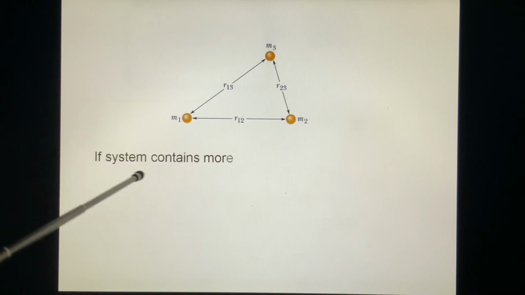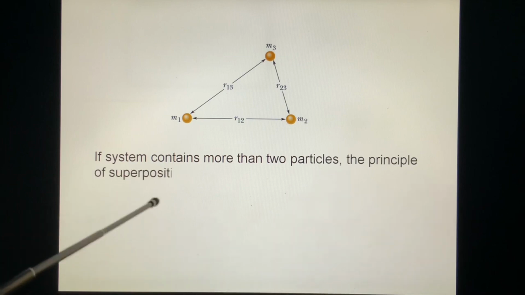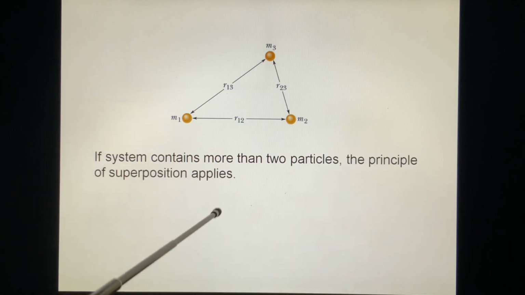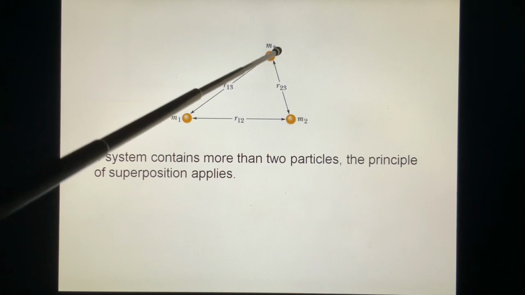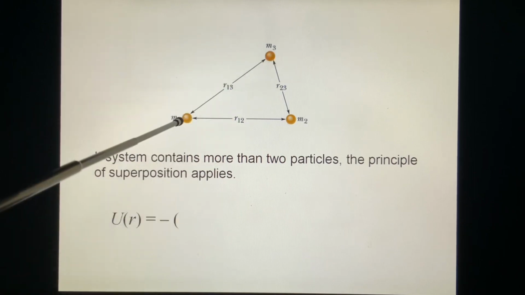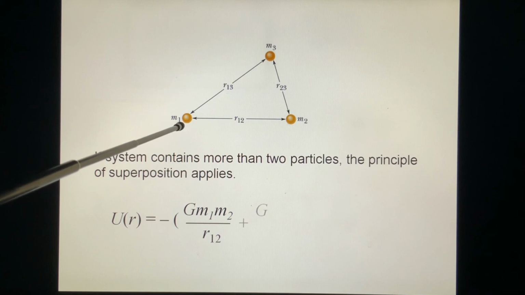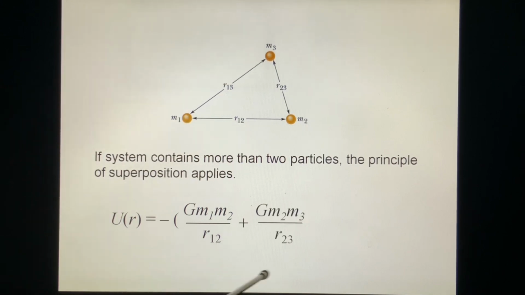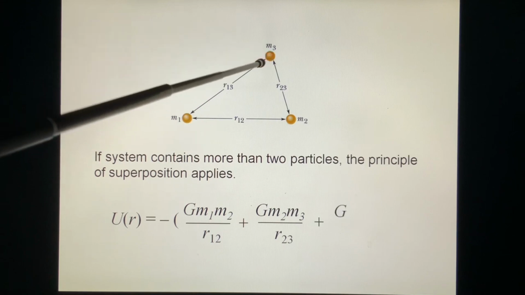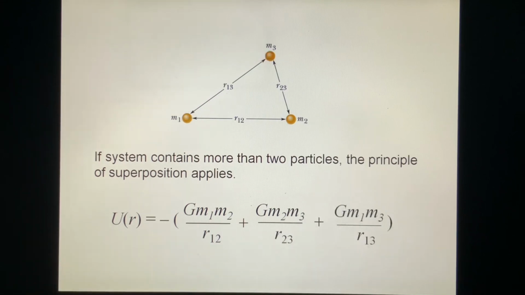If a system contains more than two particles, the principle of superposition applies. For example, we have three particles, and the potential is: 1 and 2, it is M1 M2 over R12; 2 and 3, M2 M3 over R23; 1 and 3, M1 M3 over R13, etc.